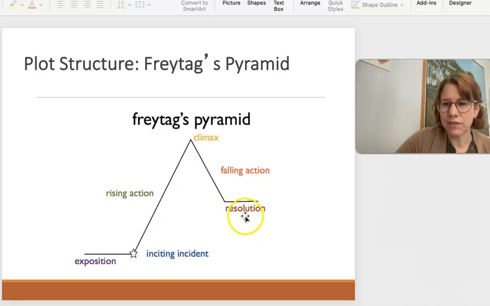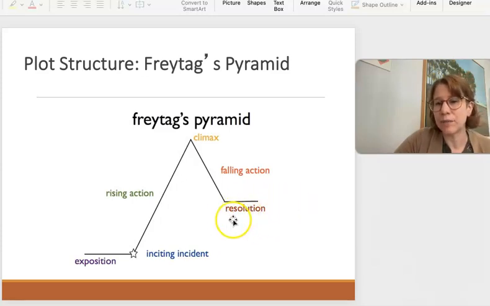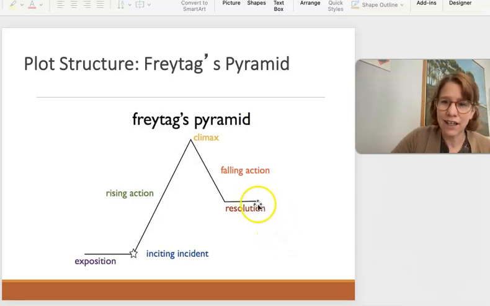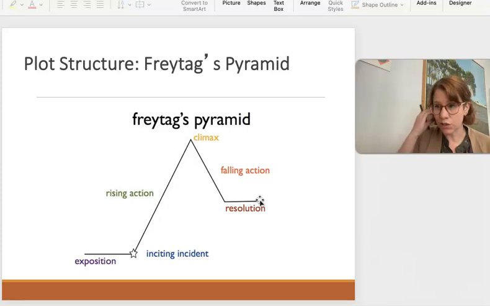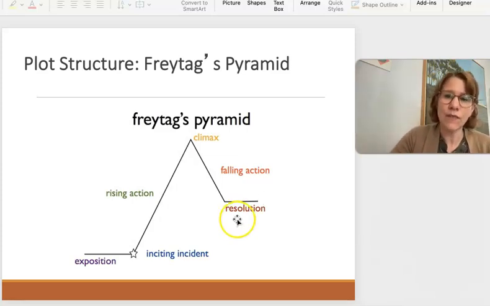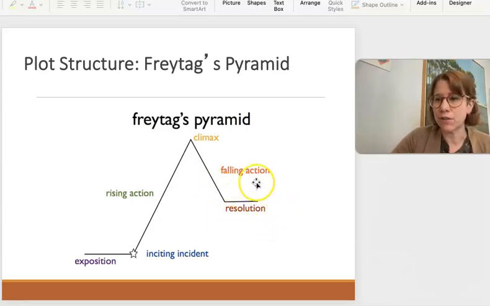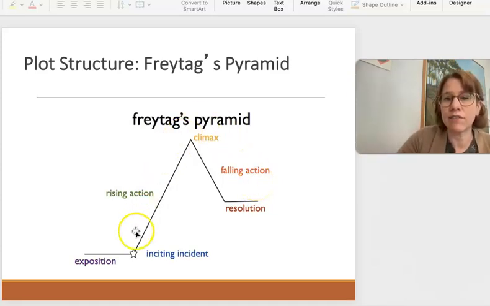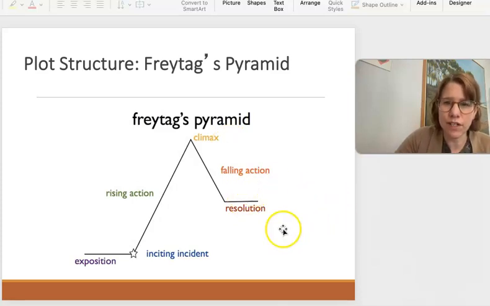And sometimes this is called the denouement. That's just a fancy French term for it, but we usually just use resolution. There could be a moral to the story, where the resolution is some sort of moral lesson. Sometimes the author leaves it open-ended, so you have an open resolution or open ending. But there'll be some sort of change in the life of the protagonist as a result of everything they've gone through over the course of the story.